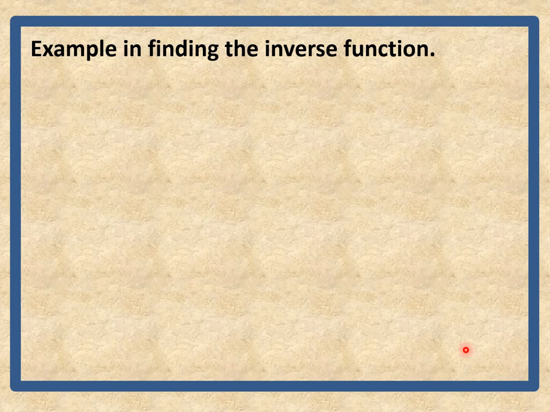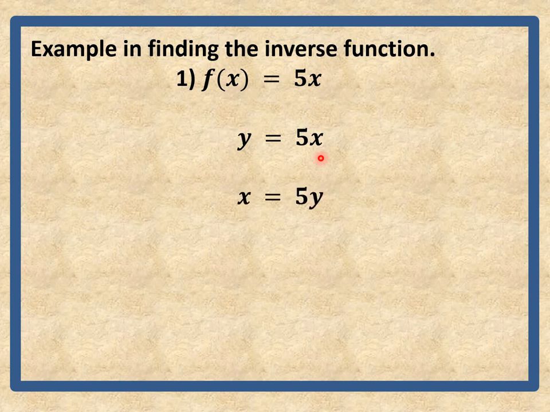Okay, here are some examples in finding the inverse function. Number 1, f of x is equal to 5x. How are we going to find its inverse? Let's change f of x to y. Therefore, y is equal to 5x. Then interchange the positions of the variables. y will become x and x will become y. Therefore, x is equal to 5y.